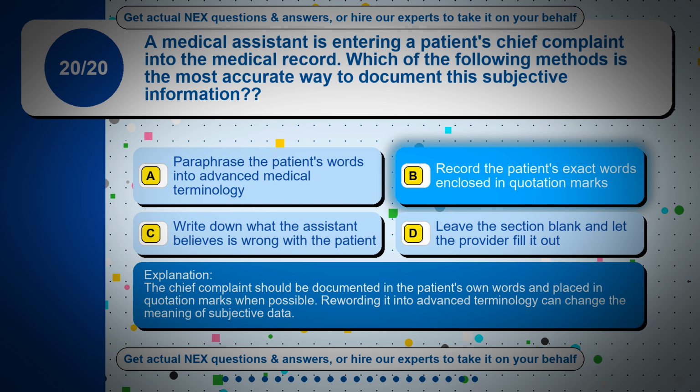The chief complaint should be documented in the patient's own words and placed in quotation marks when possible. Rewording it into advanced terminology can change the meaning of subjective data.